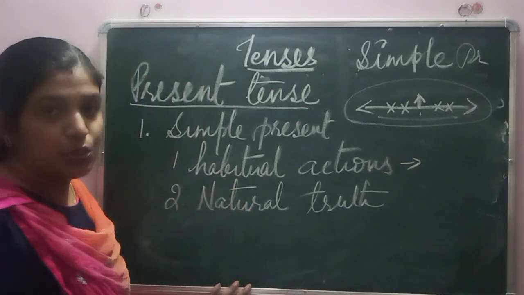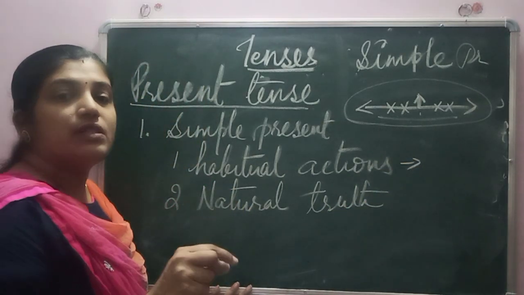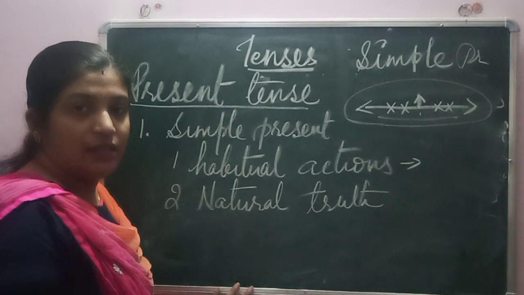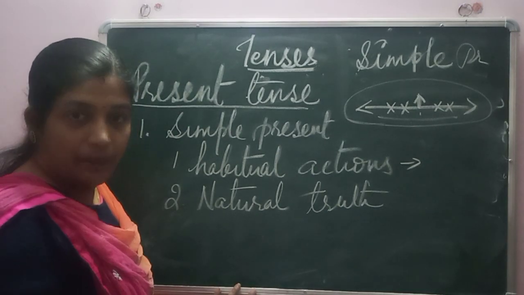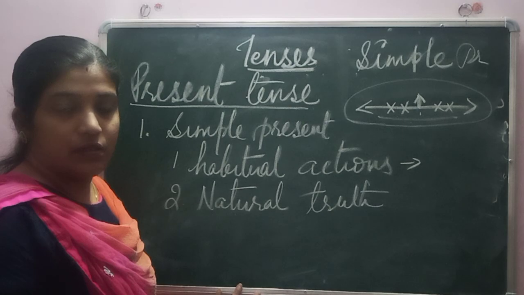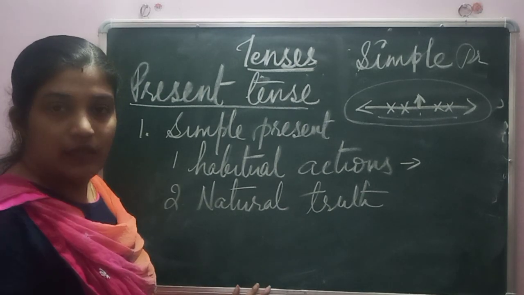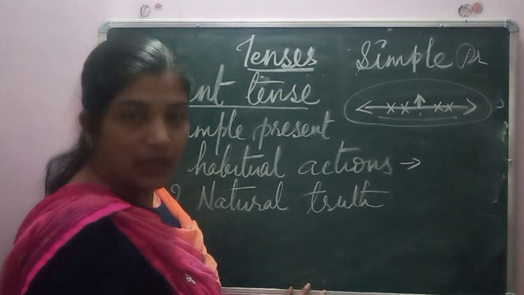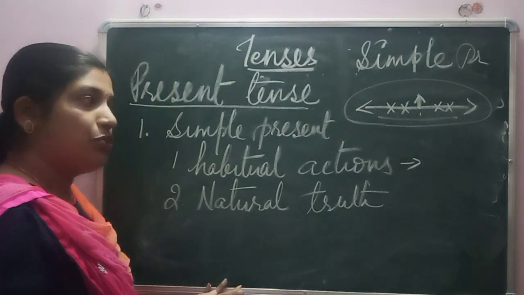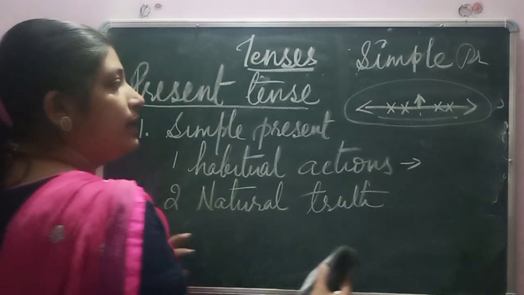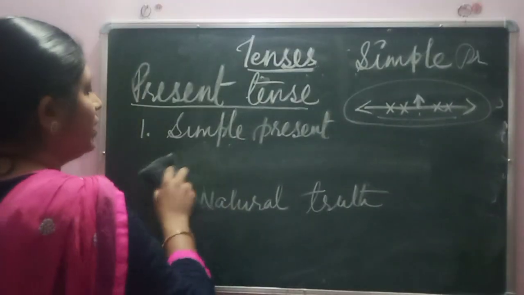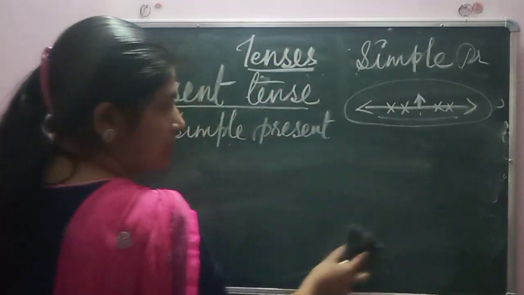Second one, natural truth. That means universal truth. Like the sun rises in the east. It has no change. The honey is sweet. It has no change. The salt is white. The milk is white. Clear? I hope you understood this much. This is the use, and then you have to learn one important thing when you are studying tenses.